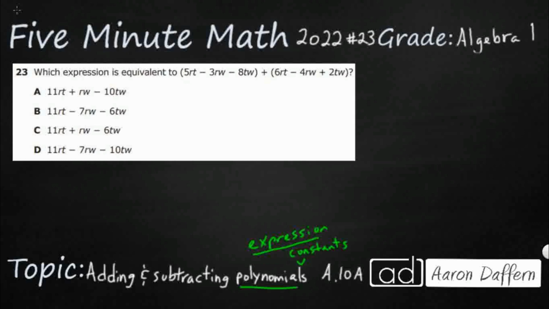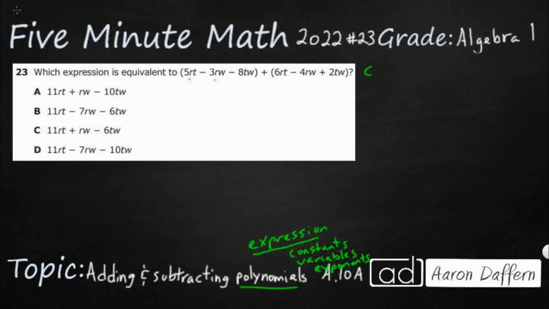It's going to have variables, right? And we've got multiple variables. I see an RT, an RW, a TW, and then sometimes it has exponents, right? X squared, Y squared, but it doesn't necessarily have any this time. So here's how we need to view this one. Even though it's RT, you see I've got an R right here and an R right here. Those are completely different variables. RT is different than RW. We don't need to combine them.